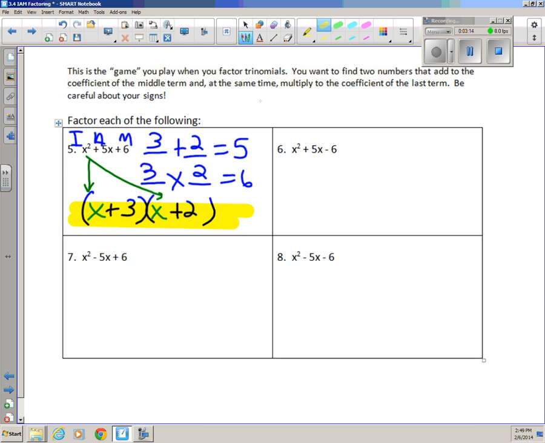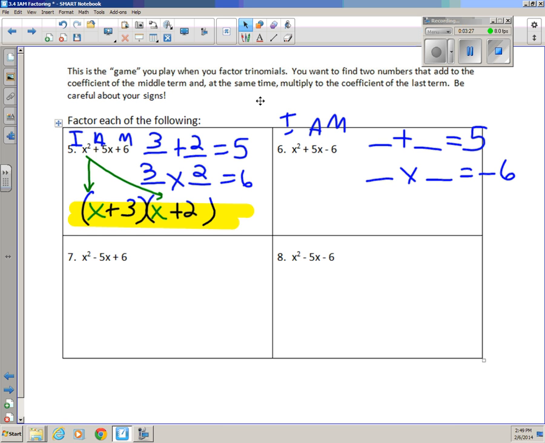Let's try it again. It looks the same, x squared plus 5x, but now you're minus 6. So again, when we play IAM, we now have to add to be a positive 5. We now have to multiply to be a negative 6. Well, hopefully you realize that multiplying to a negative, signs have to be different. But adding to a positive, the bigger of the two must be positive. It's not 3 and 2 this time. This time it's 6 and negative 1, because that adds to positive 5 and multiplies to negative 6.